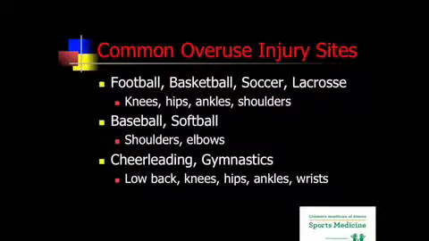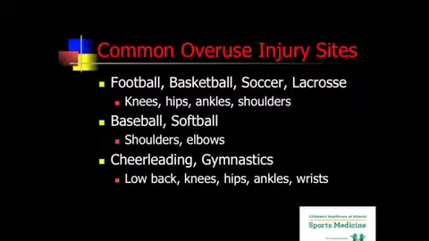Common overuse injury sites depend on the sport that you're playing. For example, collision sports like football, basketball, soccer, lacrosse, the knees, the hips, the ankles, the shoulders are very common sites. Other sports such as baseball and softball, it's going to be the upper extremities such as the shoulders and the elbows, and even the wrist, for example, in gymnastics, can be affected by overuse. Tumbling sports like cheerleading and gymnastics include low back, knees, hips, ankles, and as I stated, wrist injuries.